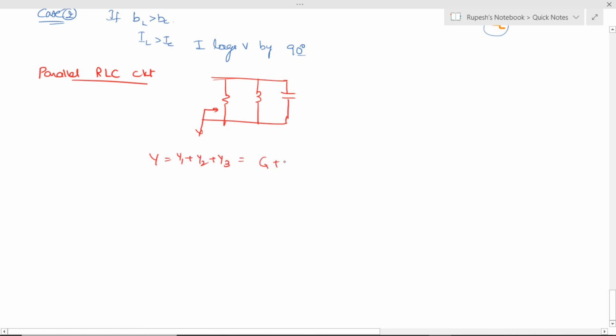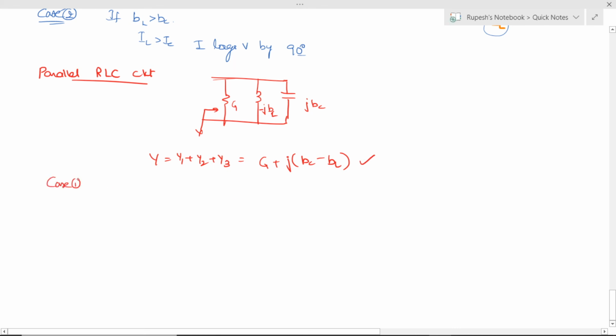That is G plus j into (BC minus BL). If you elaborately write this, the admittance here will be G, here it will be minus j into BL, and here it will be j into BC. So if you add all the three of these, we will get this particular value.